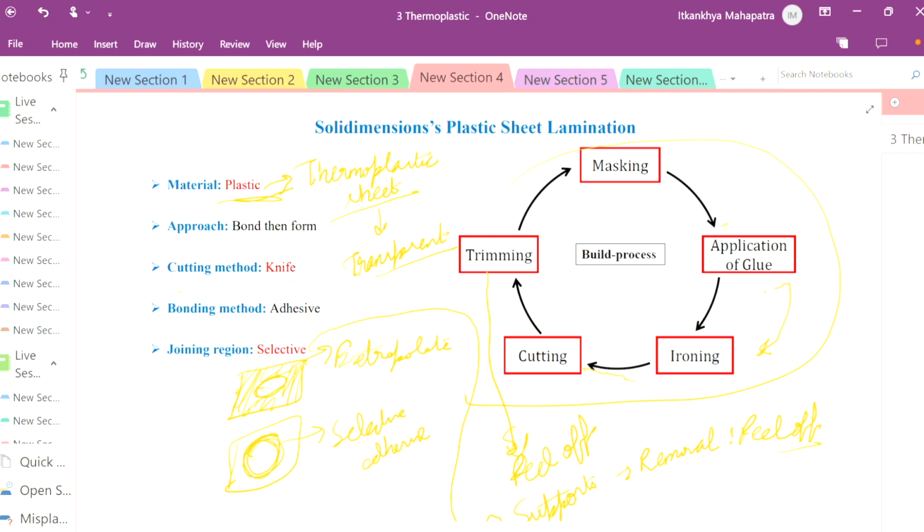So this is again the bond then form kind of approach where the raw material is plastic. One more question is how the joining region is. It is selective and not entire. These are the most important questions for this particular process. So we discussed material, approach, cutting method, bonding method, joining region. The most important for this is that the joining region is selective, and the material is plastic: thin layers of transparent sheets. Okay, now we move on to the next method.